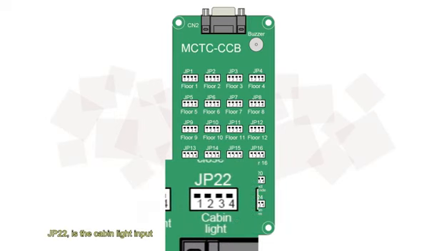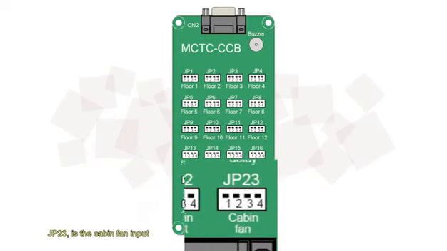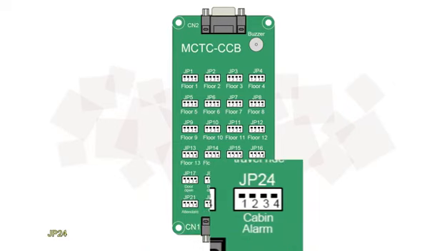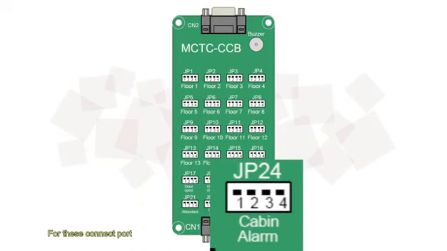JP22 is the cabin light input. JP23 is the cabin fan input. JP24 is the cabin alarm button input. For these connect ports, there are 4 pins. Pin 2 and 3 are for signal input, pin 1 and 4 are for display output. Note, pin 1 and 2 is positive 24 volt DC, and there is a white spot to mark out pin 1.